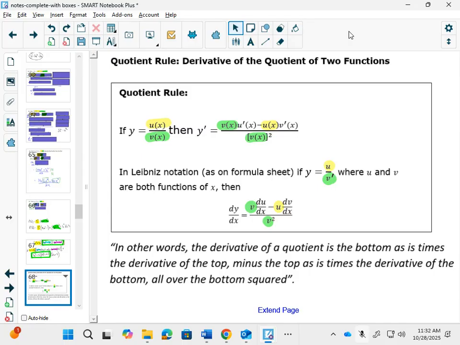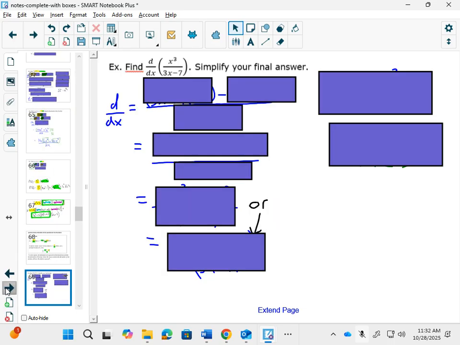So whenever you get an equation, right, in our first example here, I have a quotient. My options are to use the quotient rule.